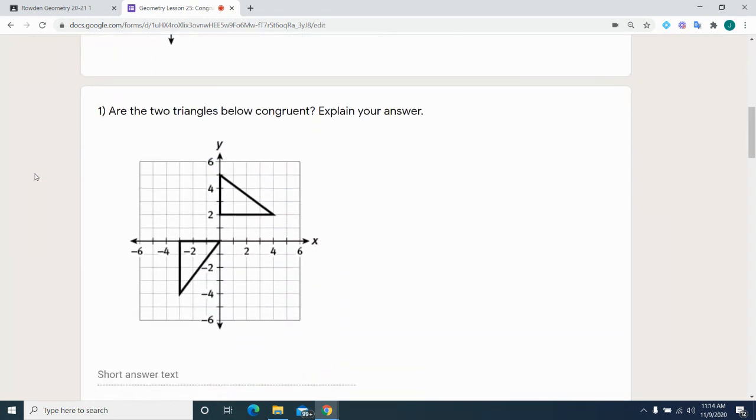So let's look at this one. I want you to try to answer this as best you can. Do you think they are congruent? And explain your answer. So press pause, try this, and then press play.